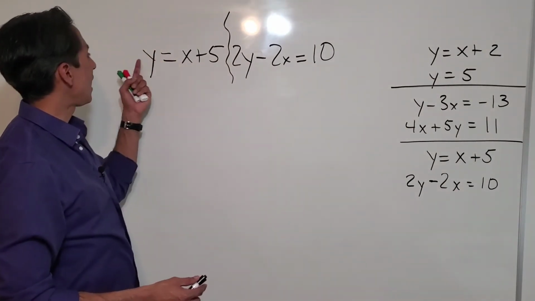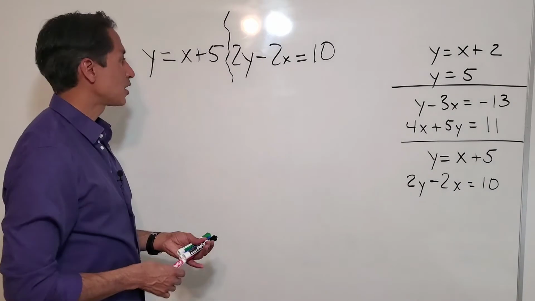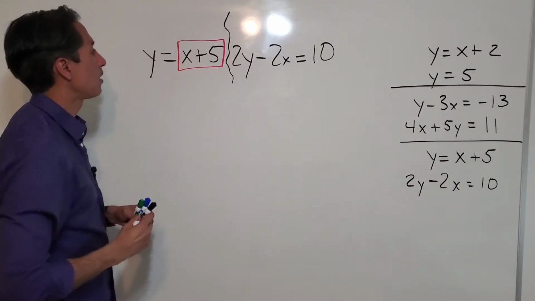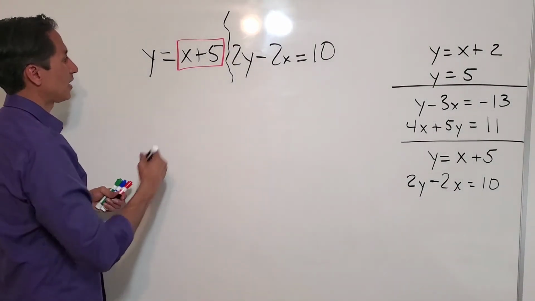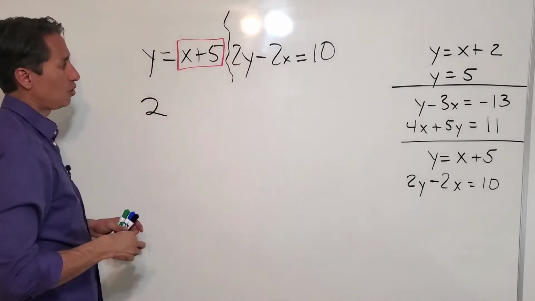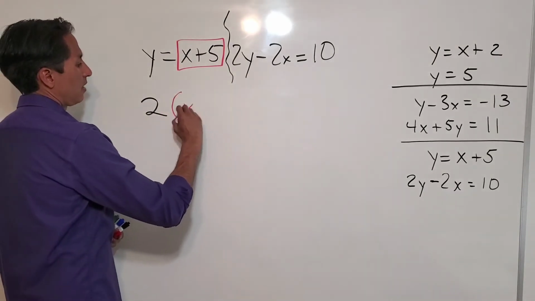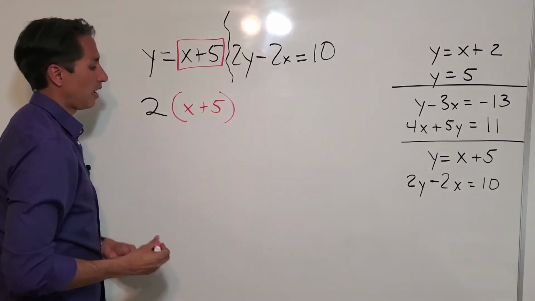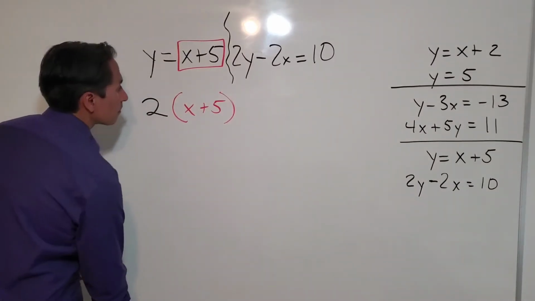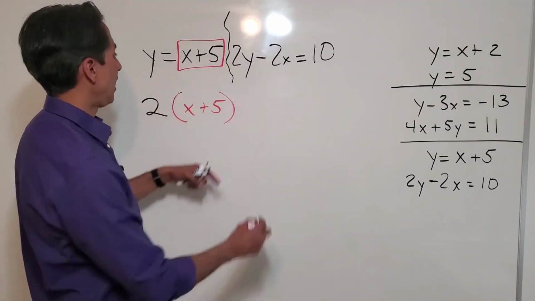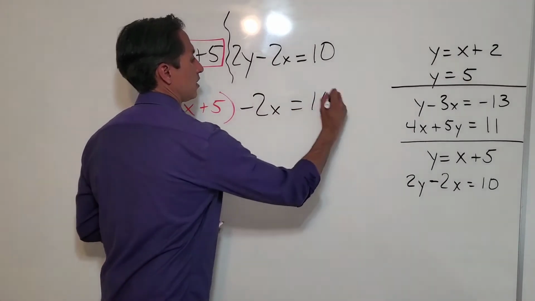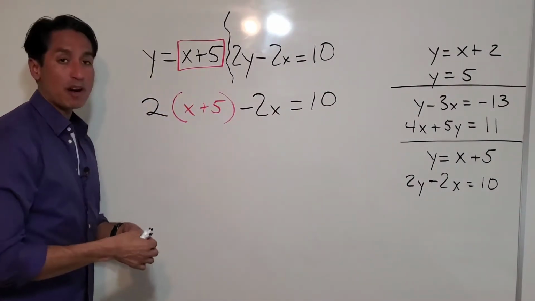Now on this one, I have y equals a bunch of stuff. So that's probably what I should insert into the other equation, x plus 5. So let me start to rewrite this. It's 2 times y, right? It's got a 2 there. So I do have a 2. Then I have my x plus 5. And let me remove some of these because I'm going to go a little faster here. Then I have minus 2x equals 10.